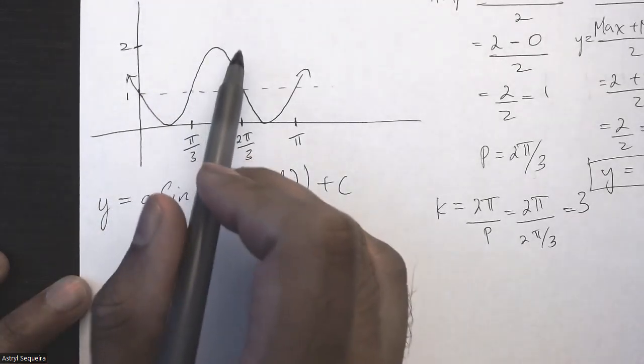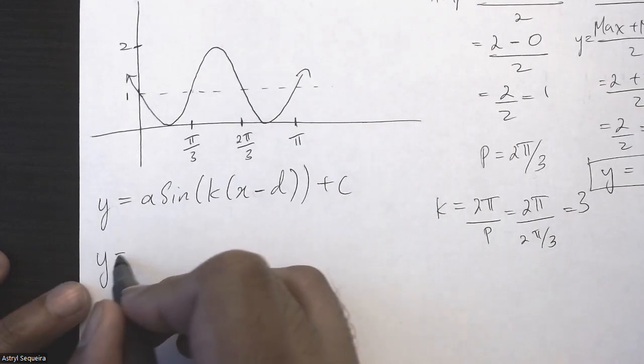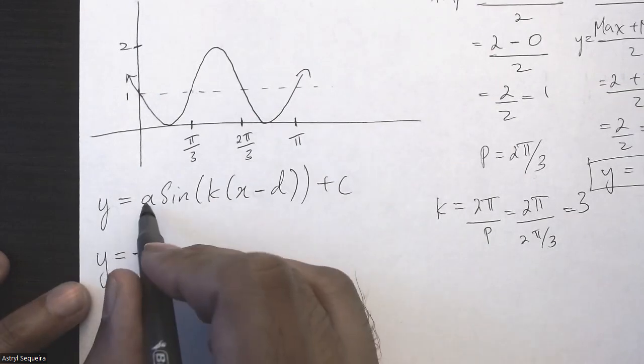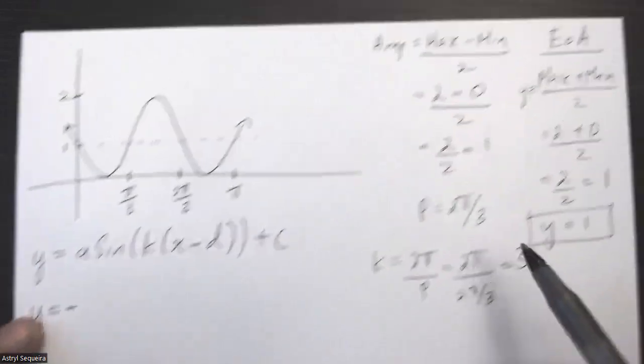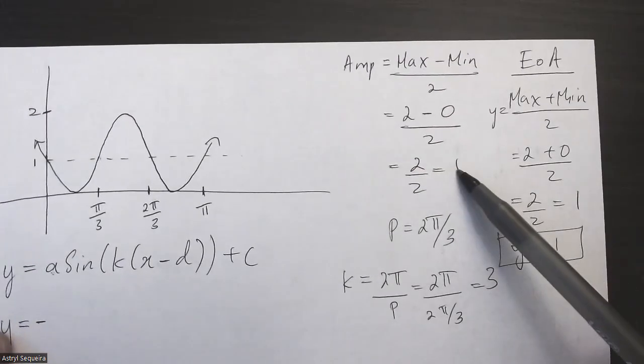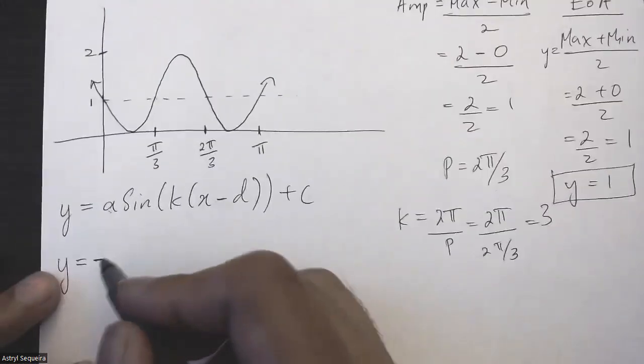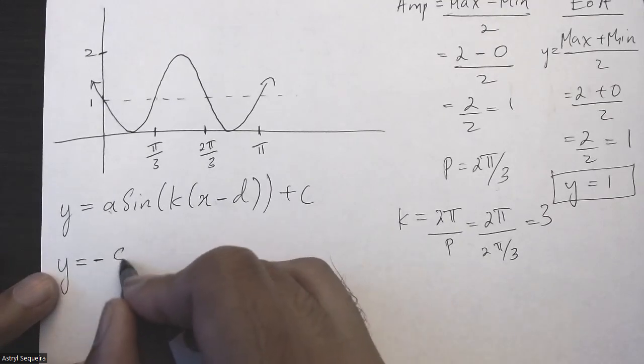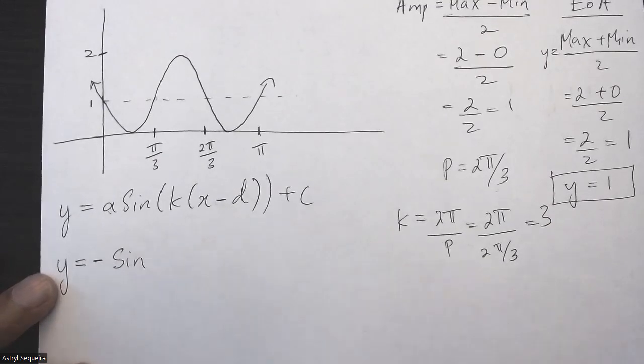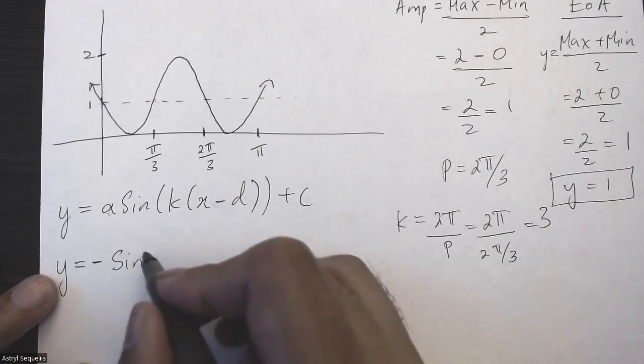I know this is a negative sine equation, so I have y equals negative. A is my amplitude, and I found my amplitude to be positive 1. So I don't have to write it down, because a 1 just means you can just write sine, since this is exactly a 1 over there.